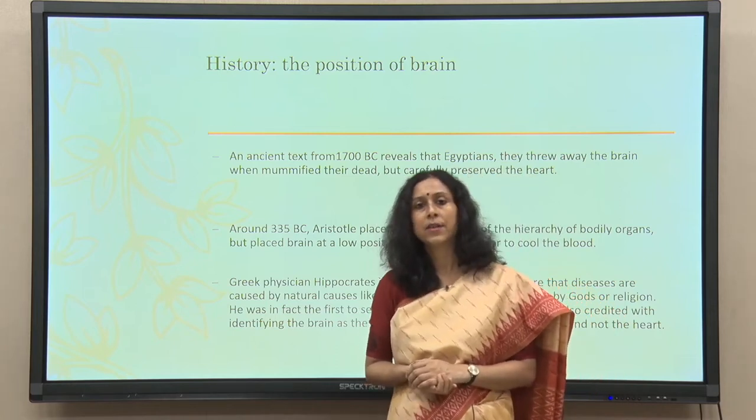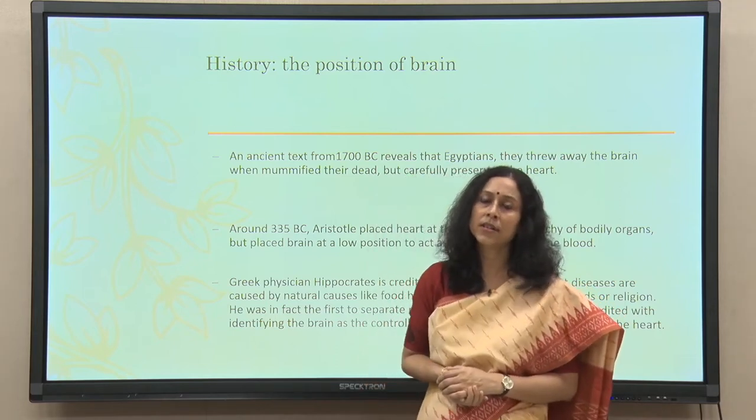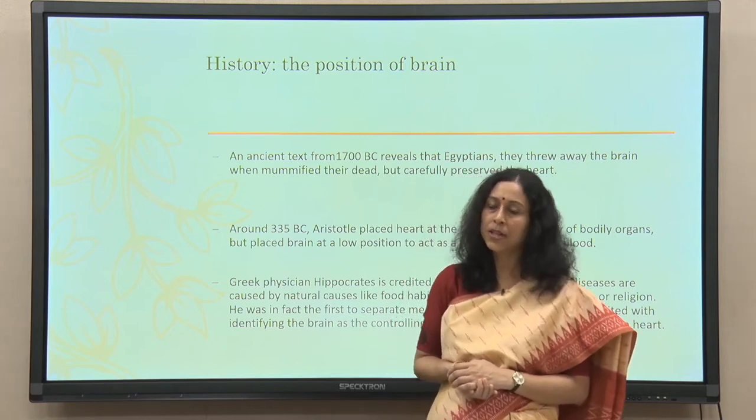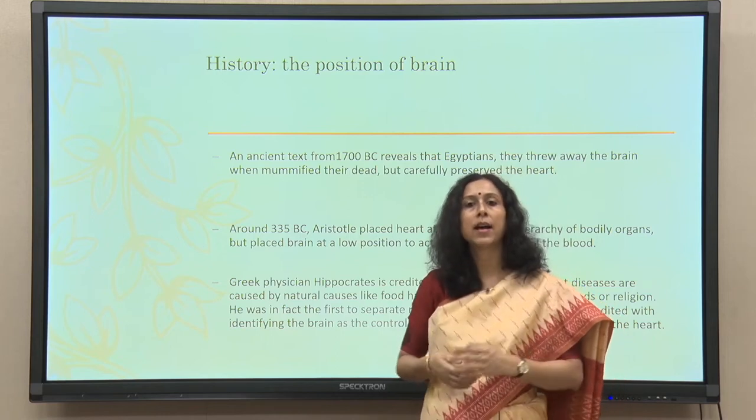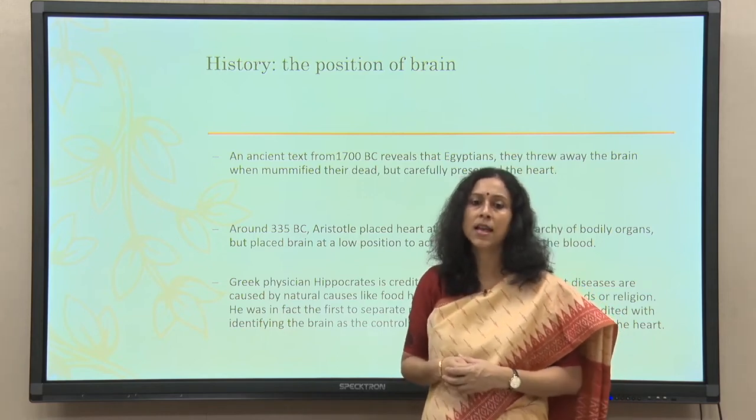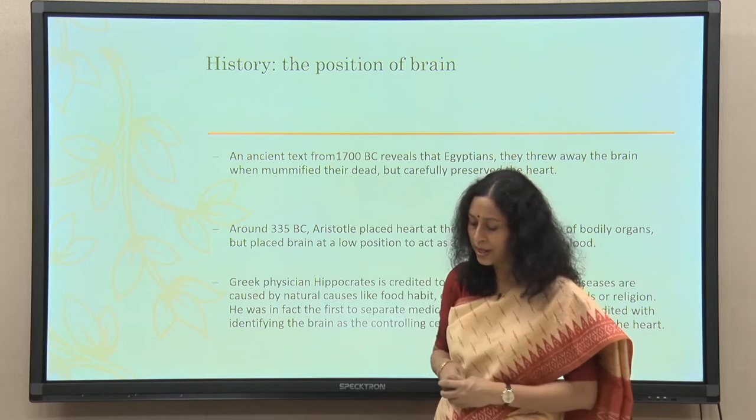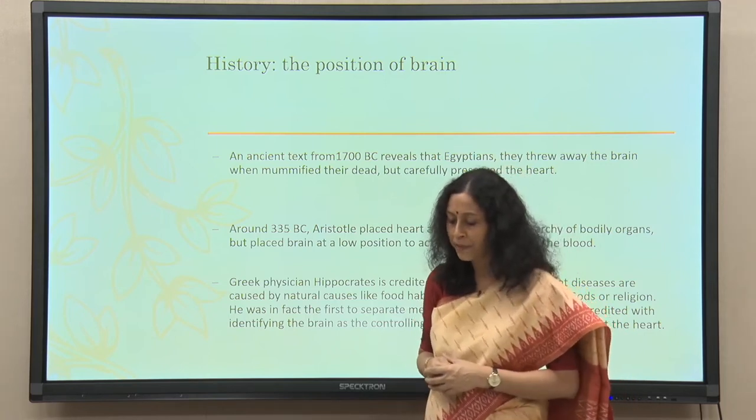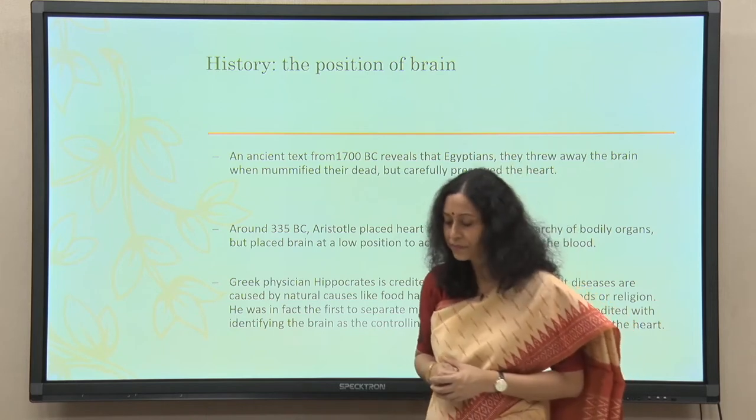Fast forward a bit, during the Greek times, even Aristotle did not give as much importance to brain as he gave to the heart. He placed heart at the top of the hierarchy of all the bodily organs, but placed brain at a lower level and in a position to cool the blood as a kind of a radiator.